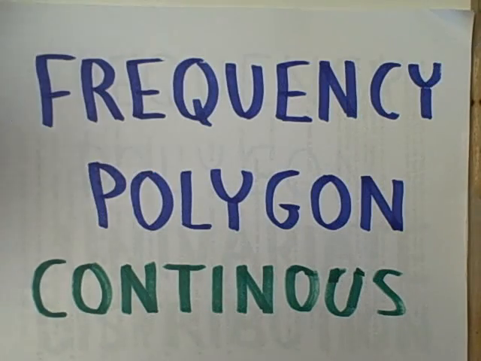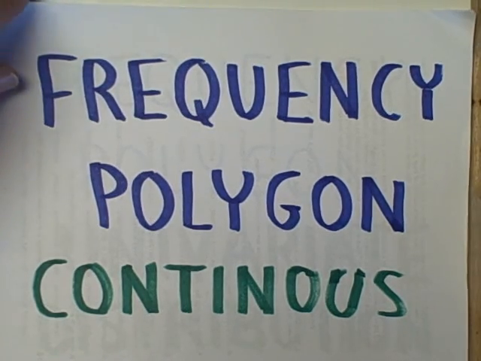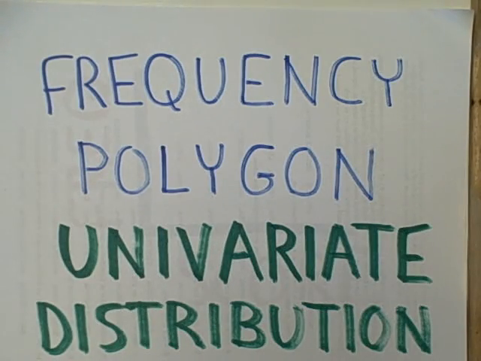If we have a continuous distribution, we can use something that looks more like a line graph. This is known as a frequency polygon. A frequency polygon and a histogram are both univariate distributions. They tell us how a particular variable is distributed.